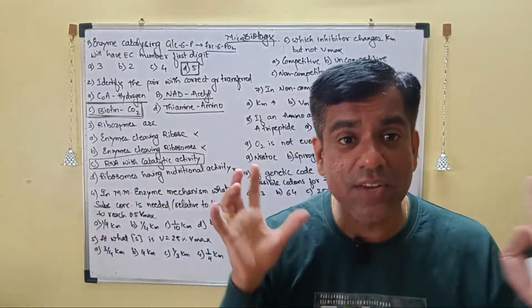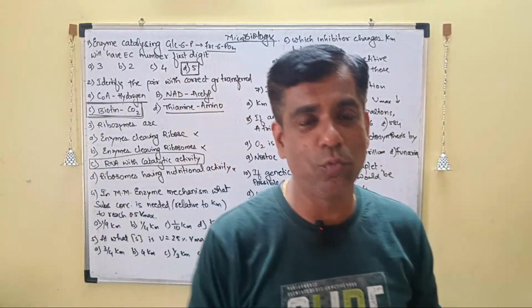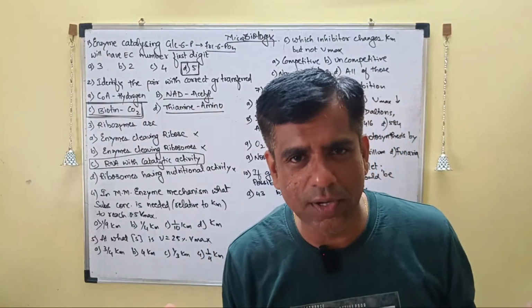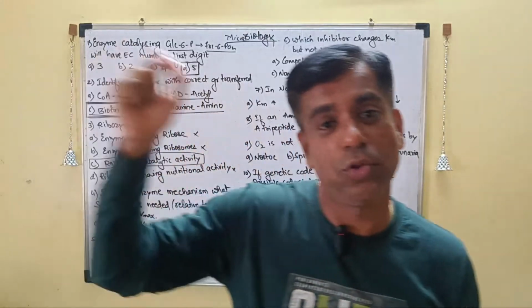are also ribozymes. They are giving an insight that probably the first genetic material which came on this planet would have been... what is the theory which says what would be the first genetic material which came on this planet?